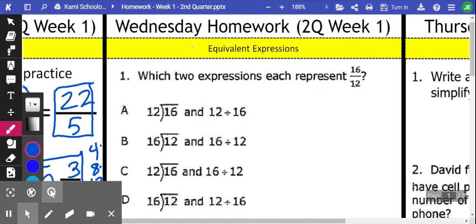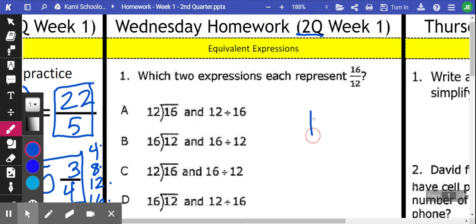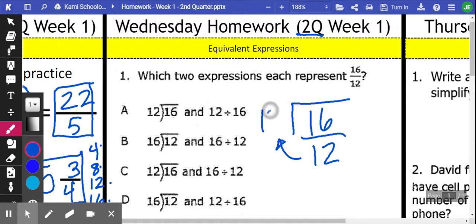So welcome back. Let's take a look at Wednesday's homework for week 1 for second quarter. So we have the expression 16 divided by 12. The top number, 16, goes inside division. The bottom number goes outside. So we've got 16 divided by 12.